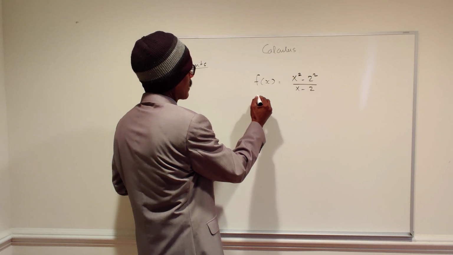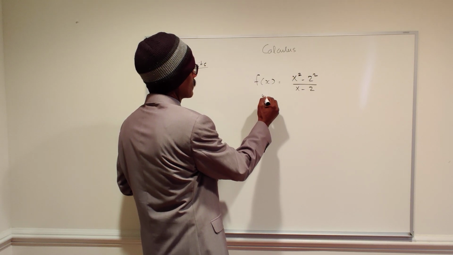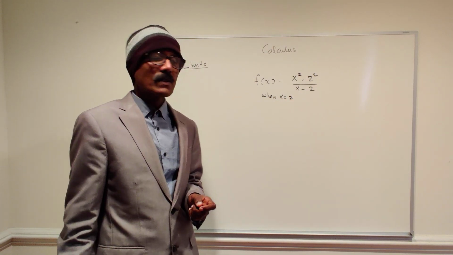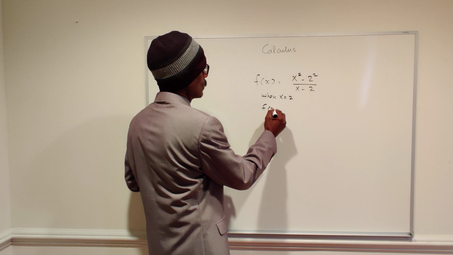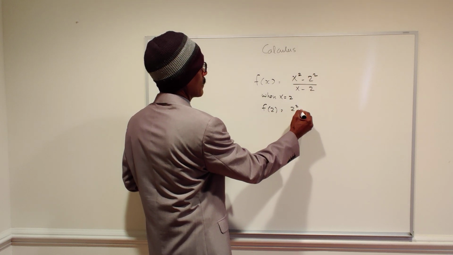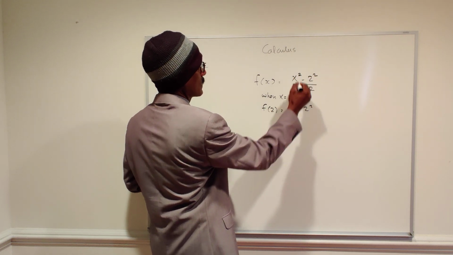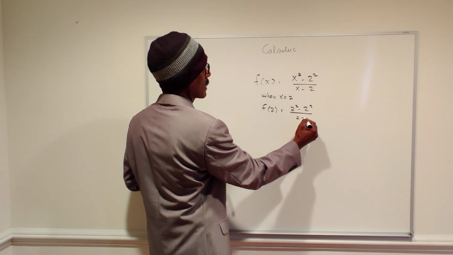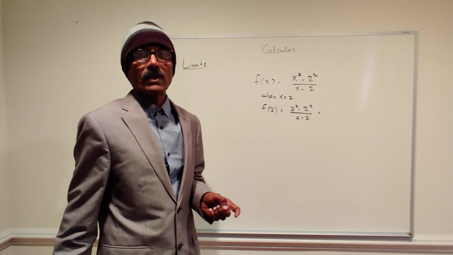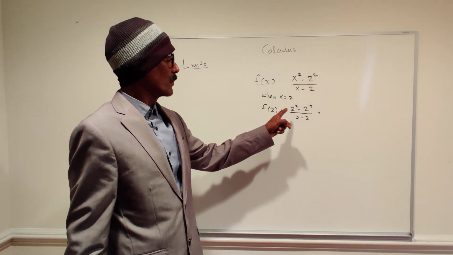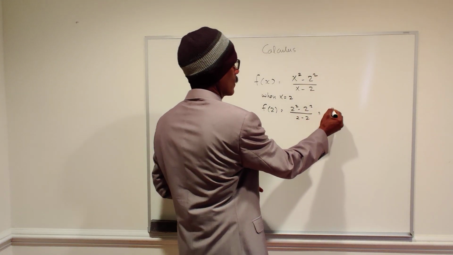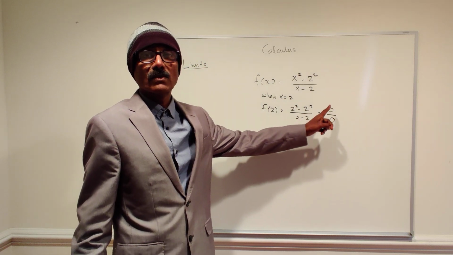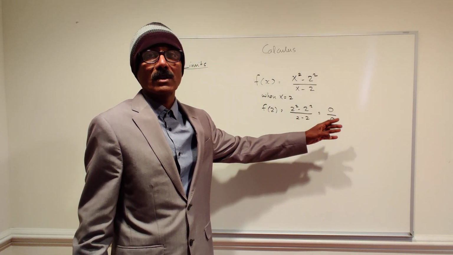When x is equal to 2, what happens? f(2) equals (2² − 2²) / (2 − 2). Substitute x is equal to 2. What is 2² minus 2²? 2² is 2 times 2, that is 4 minus 4, 0, divided by 2 minus 2, 0. So we cannot determine this value. 0 by 0 we cannot determine.